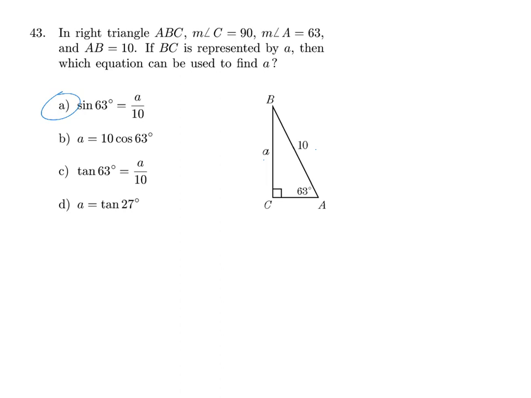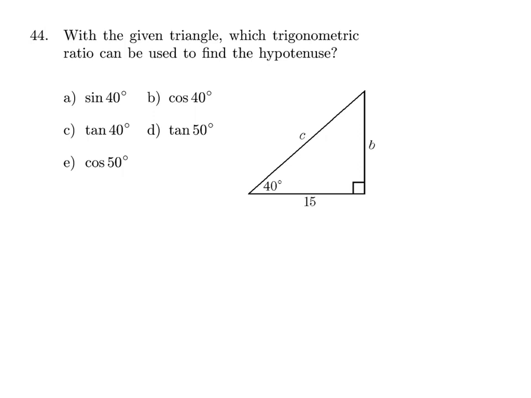Tangent of 63 is opposite over adjacent. That doesn't work. They got a equals tangent of 27. That's not going to work at all. Then I have a over 10 for cosine of 63. Adjacent is CA, it's not lowercase a, so that doesn't work. So it's just A.